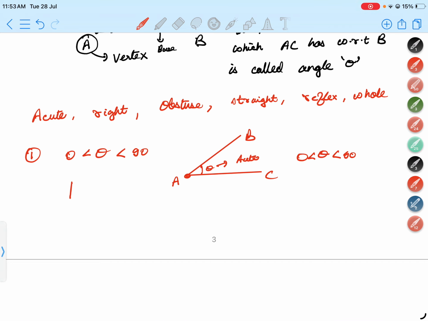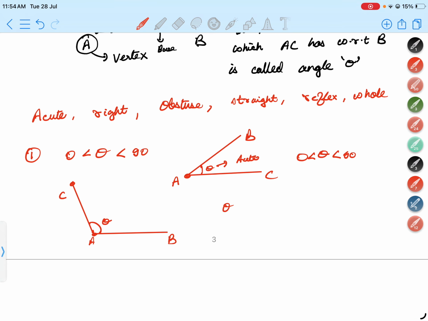So let me ask you a question. Let's say that this is A, B and C, and this is the angle theta. So tell me whether theta is acute or not. Pause the video and write in the comment section. So I hope that you are done with the task.